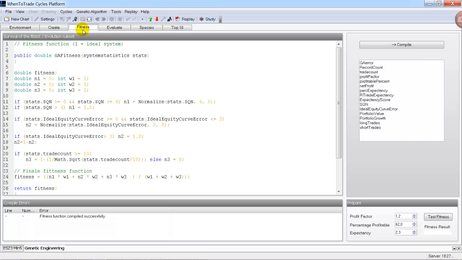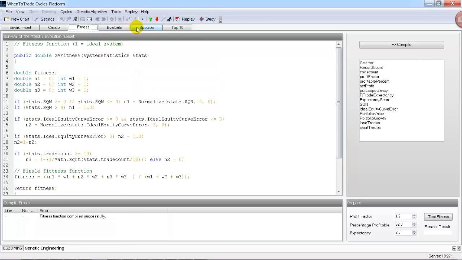So the fitness function, as mentioned before, we just want to have a high system quality number here and an ideal equity curve, which means that the error should be quite low, and the more trades the better. So our fitness is calculated based on these 3 values here. It's quite a simple fitness function, but that's what we want to see here.